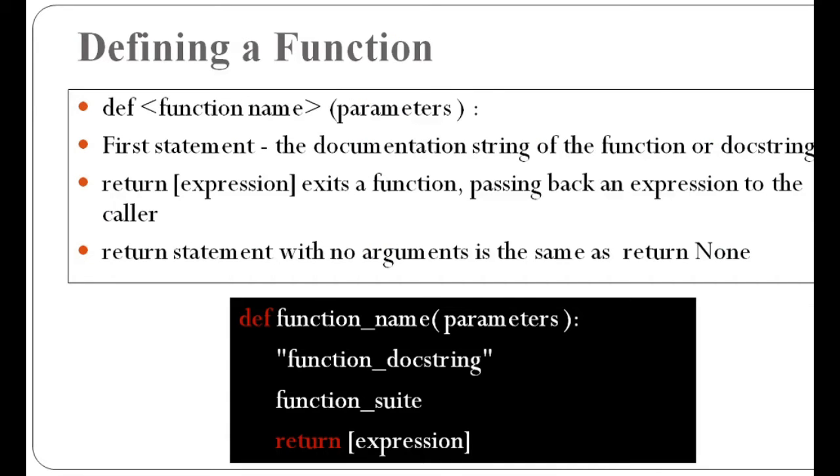Let us see user-defined functions. This is the syntax of defining a function. You need to have a def keyword followed by the function name and one or more parameters separated by commas. And you have a function docstring. This is to specify the documentation for the function. And then you have the function code, followed by a return statement. Either you can return an expression or you just give a return. When you just pass the return statement with no argument, it is the same as return None.